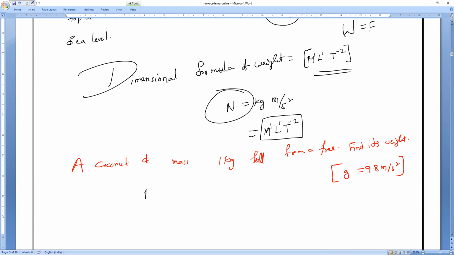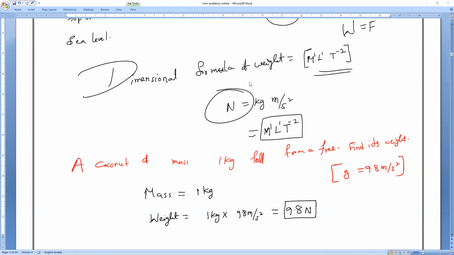Sir, 9.8 Newton. Yes. Mass is equal to 1 kg. Weight is equal to 1 kg into 9.8 meter per second square, which is equal to 9.8 Newton. Is it okay, everybody?